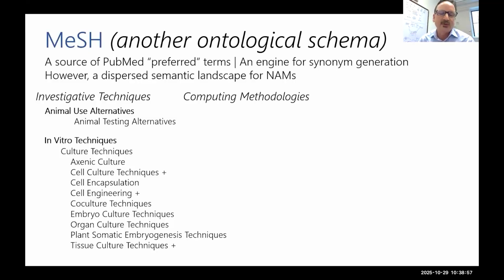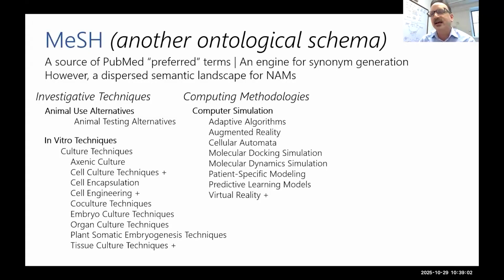branches of MeSH. For example, there's a computing methodologies category, and underneath that are terms that are potentially relevant to NAMs, like patient-specific modeling or these molecular terms, but they're in a completely different area of MeSH than these investigative techniques. And then also there's a category related to tissues where we have organoids, and that's what we're going to look at today. So you can see there's a lot of dispersal, and there's not just one sort of place within MeSH where all the NAM stuff is going to be.